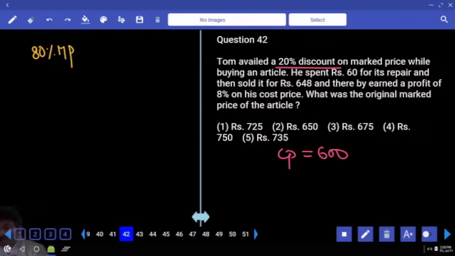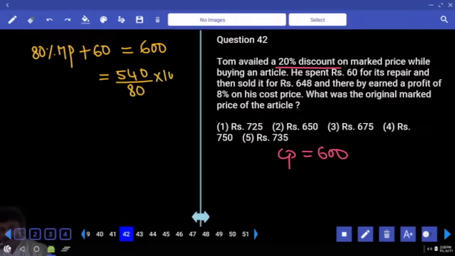80% of market price plus repair cost 60. And this is what he purchased, correct? Which is equal to cost price 600. 60 goes to the other side. 540, which is 80%. 1% of market price is 540 by 80. 100% is into 100. 0, 0 gets cancelled. 8 cancellation. 6 times 48.